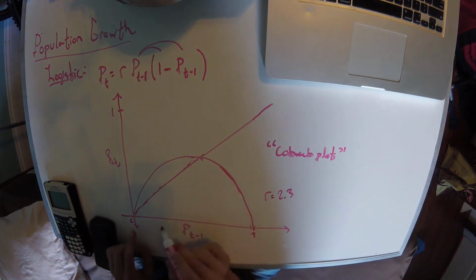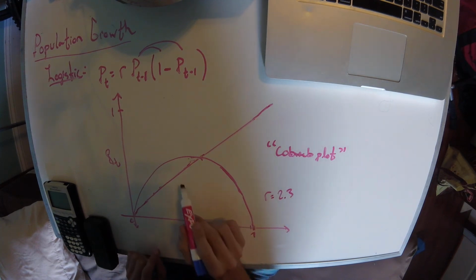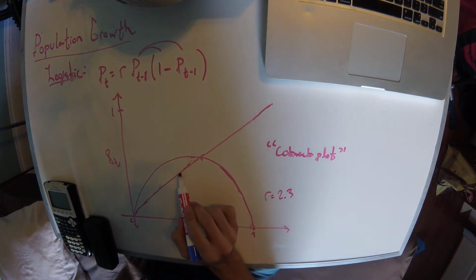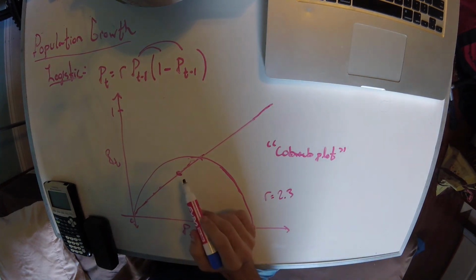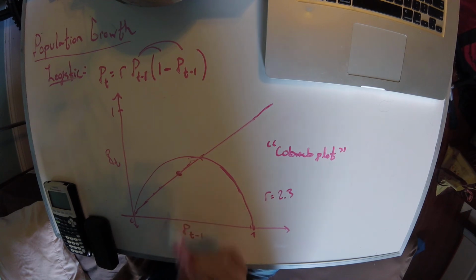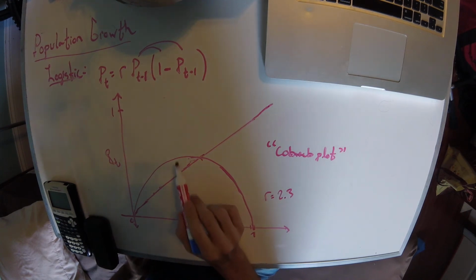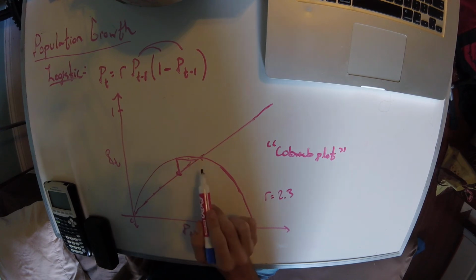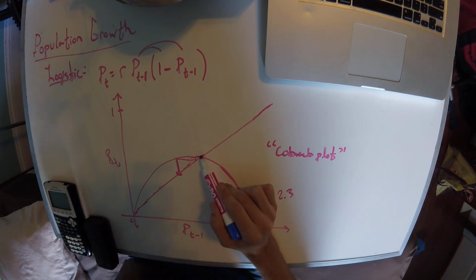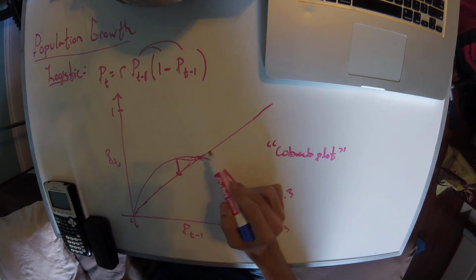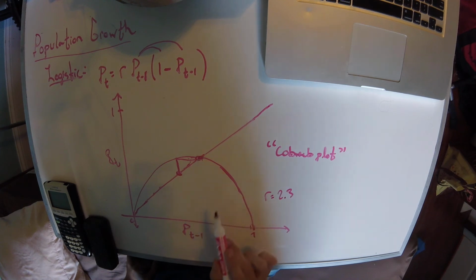So again, we're going to try 0.5 as a starting point. So I'll put it here. And remember, what happened was we went vertical line to the parabola. So let's do vertical line to the parabola, and then horizontal line to the function, and then vertical line to the parabola, horizontal line to the function, and we're just going to end up on this fixed point. And it's the same fixed point that we had before.